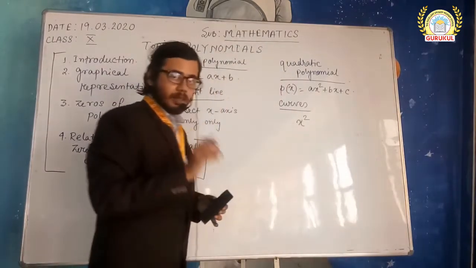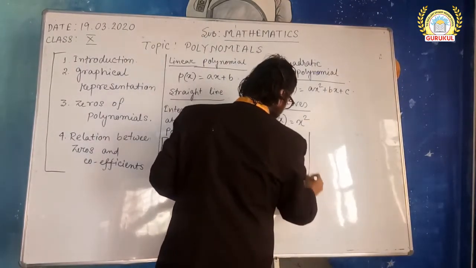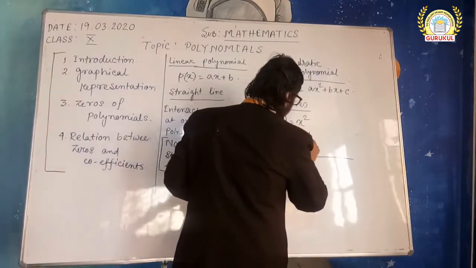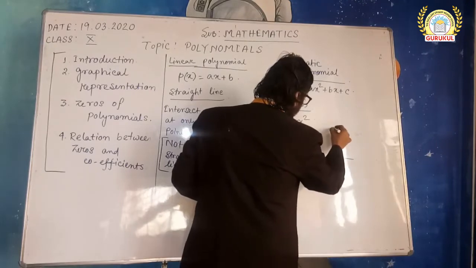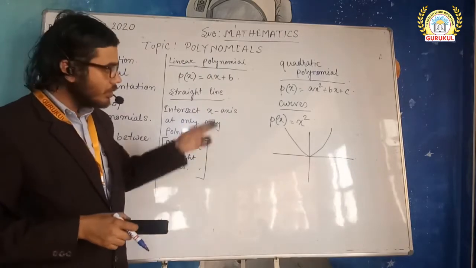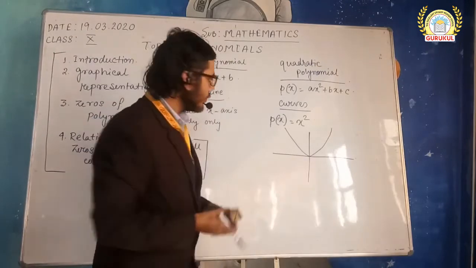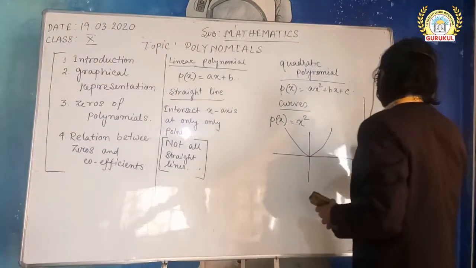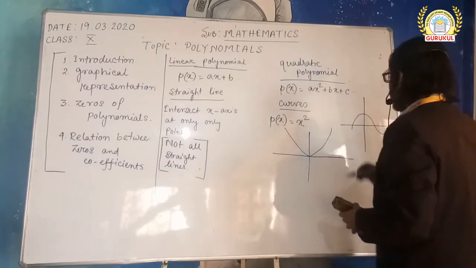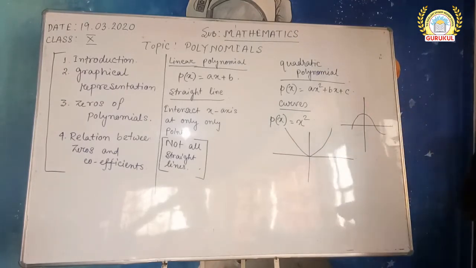Example, x square. If I write a particular polynomial p(x) = x², then the representation will be like this. This is not a straight line. This is a particular shape of curve. You can say a curve like this is for the quadratic polynomial.